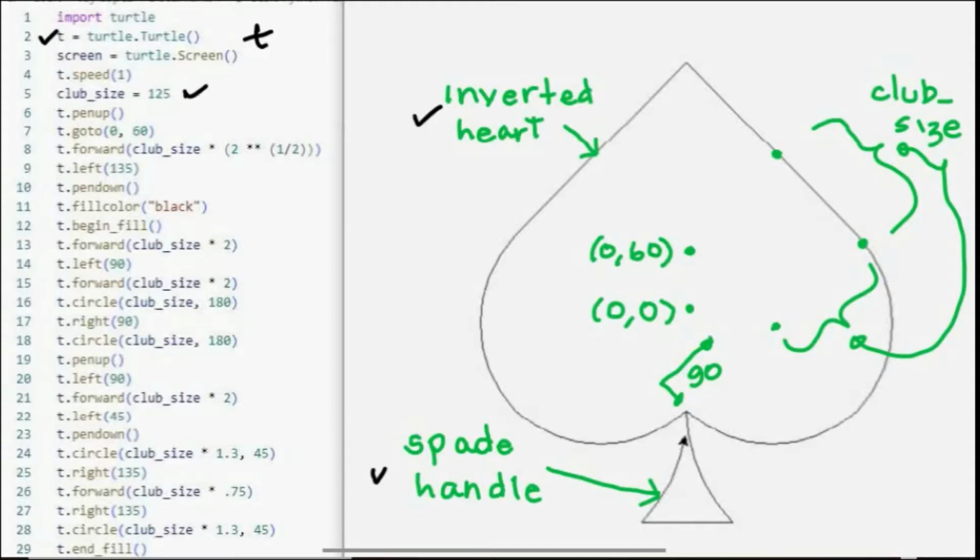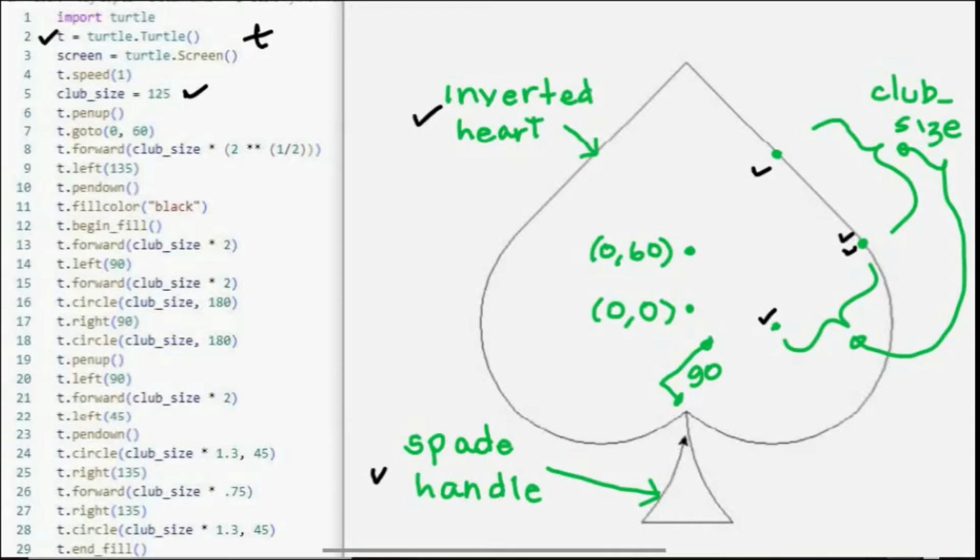I specify here the club size. The size of the club is the distance from this point to this point here. It is also the distance from this point here to this point here. You can change the club size. So when you are experimenting on your own, you can make this 110 or 150 or 140, and then the image will adjust accordingly.